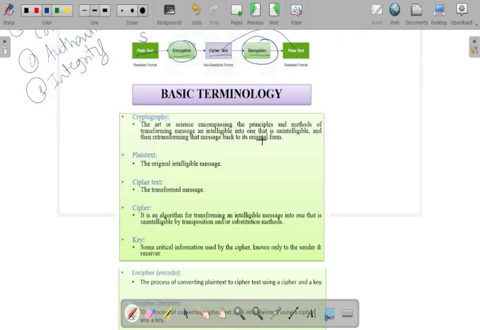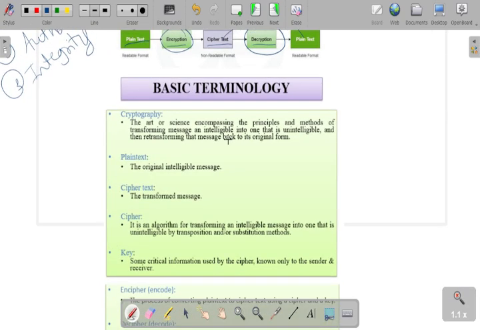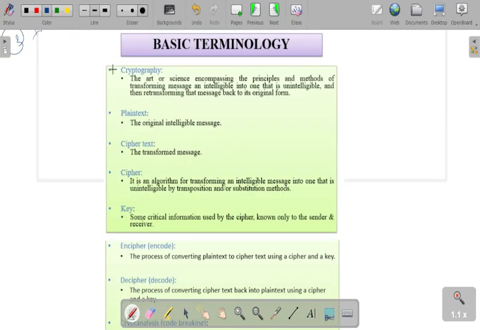Here are the basic terminologies of cryptography. The first one is the term cryptography. Cryptography is the art and science of writing our original message into an encoded format. Transforming our intelligible message into an unintelligible format is called cryptography, and again retransforming the message back to its original format is also called cryptography.